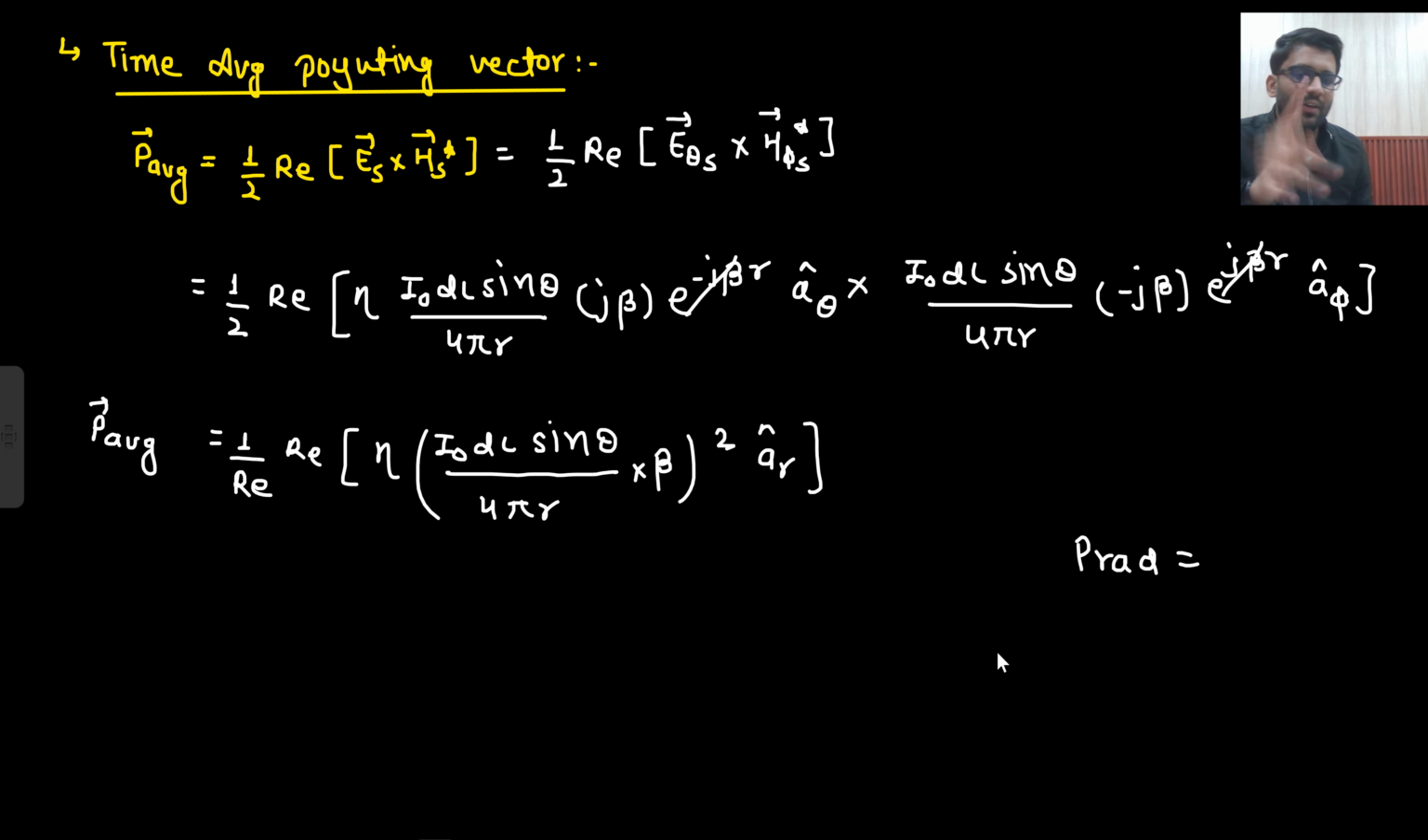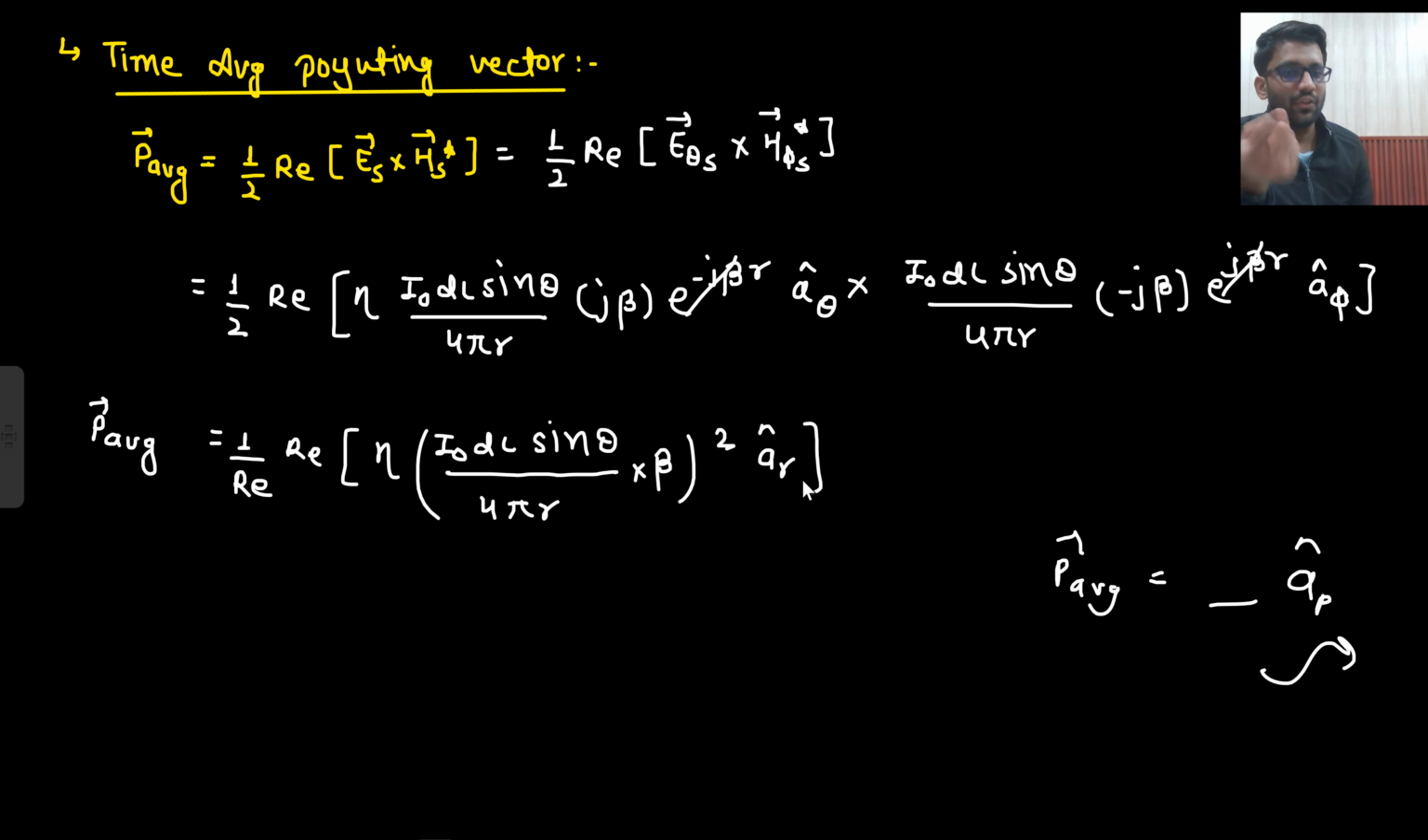So the final expression that I tell you, that you need to remember. So this P average we have got. Now what do you understand from this? What is the direction of P average? a_r cap. And how can you verify it? Radiation is in the r direction, no? When we were studying EM waves, what was the direction of P average? That was the direction of propagation. Always energy is propagated in the direction of propagation, no?